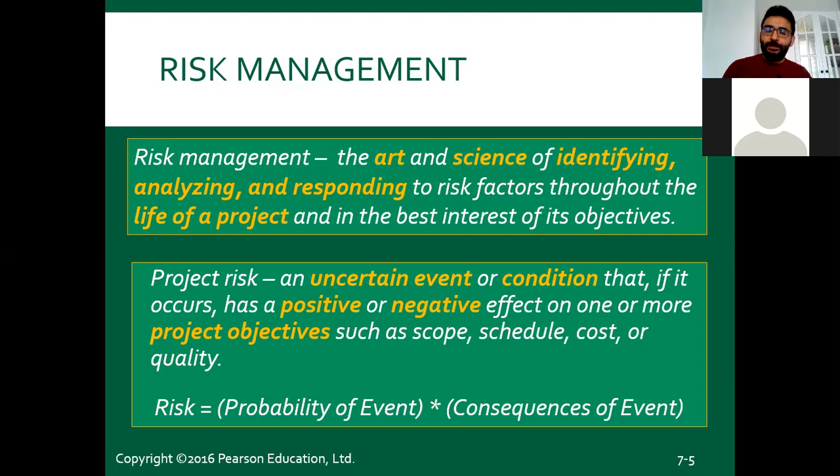which, if it occurs, has a positive or negative effect on one or more project objectives. What are these project objectives? Scope, schedule, cost, or quality. So, as you see here, we categorize risks into different titles, like scope risk. A scope risk means, remember, a scope is the written document of your project's details, your project's plan. And you could have a problem with that. Maybe you mis-designed, or you did not have accurate calculations, for example. These kinds of problems could occur, and we call them scope risks.